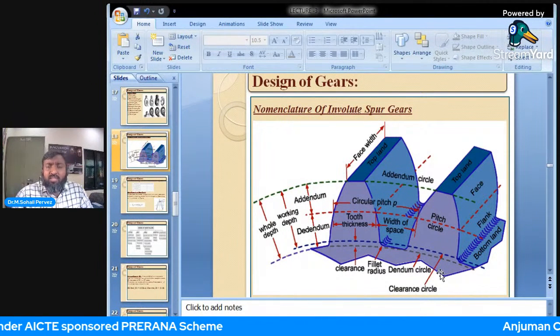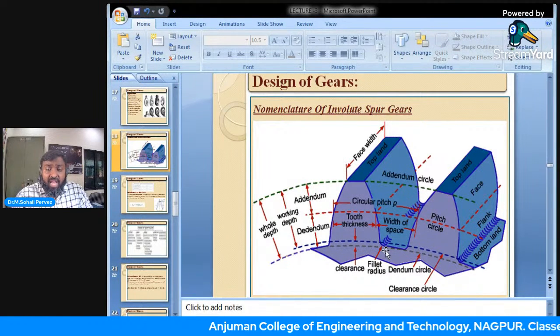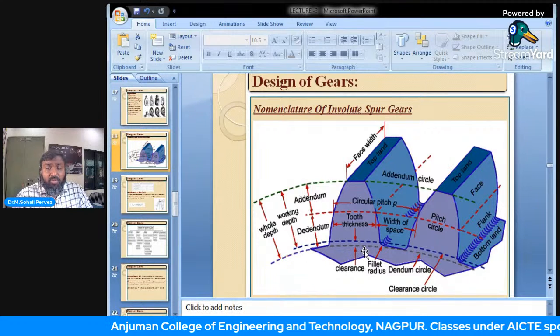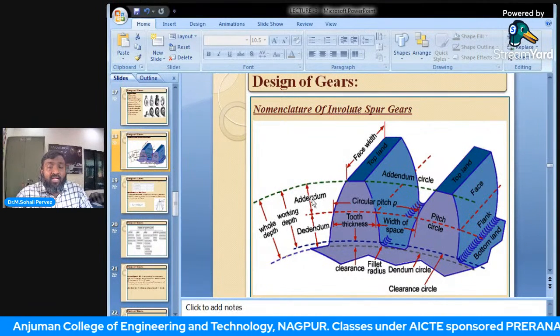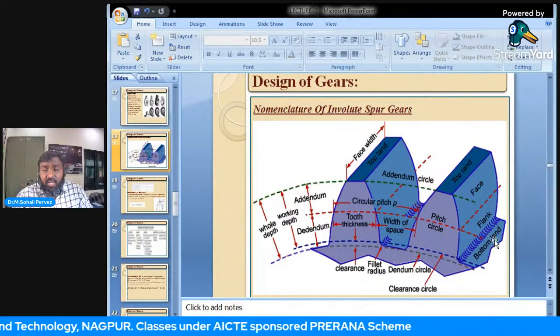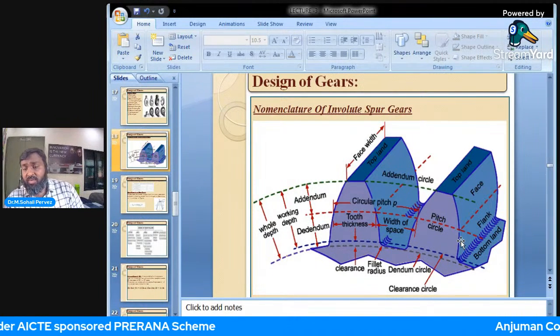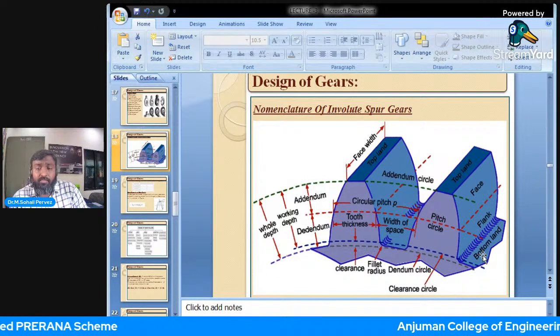Both are used according to the application. Now see the whole depth, the actual working depth. This is very important. Then addendum and dedendum. This center circle is generally known as the pitch circle, PCD, pitch circle diameter.